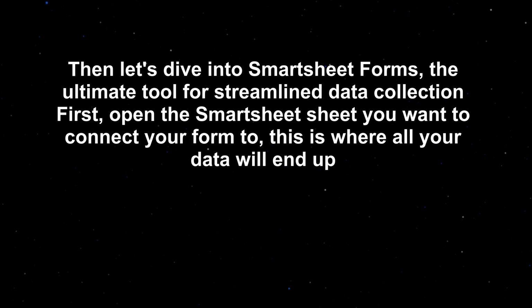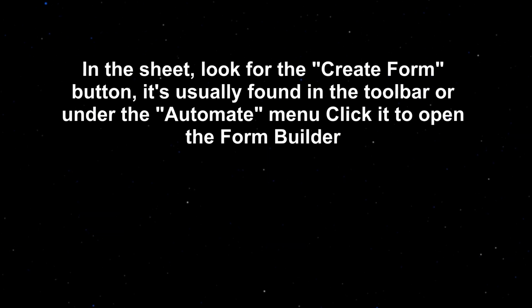First, open the Smartsheet sheet you want to connect your form to. This is where all your data will end up. In the sheet, look for the Create Form button. It's usually found in the toolbar or under the Automate menu. Click it to open the Form Builder.